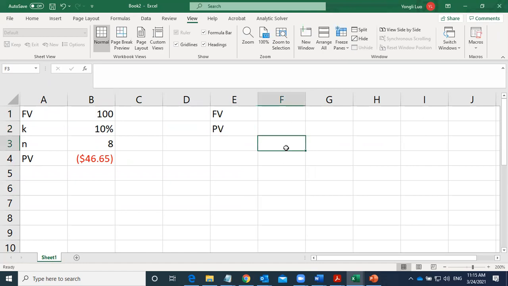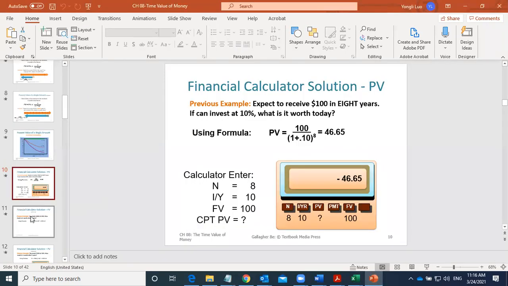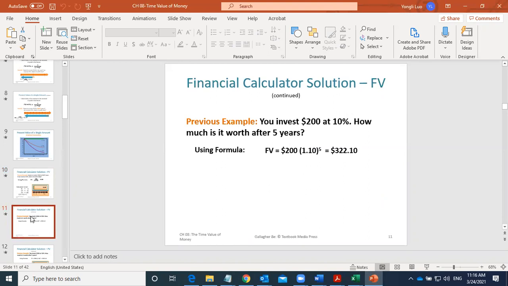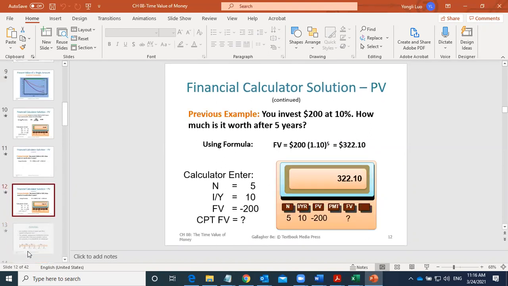So for the time value of money, basically we focus on either future value or present value. Present value calculation, future value calculation. That's what the time value of money is. Okay, time value. Why do we have to spend a lot of time on that?